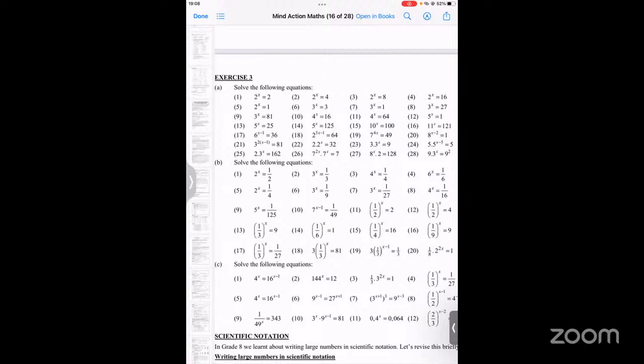So start with 25 and let me know what the X value is. As soon as you are done, just unmute and say, I've commented, or say I'm done, so that I know you've worked it out and sent it in the comment section.